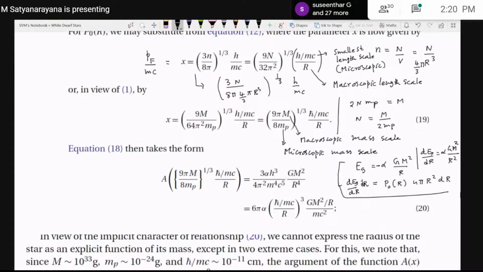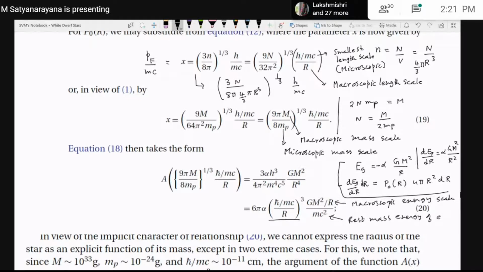You see here you have h cube, and then you have m cube c cube. So I can put that as h by mc whole cube divided by r cube, which I will pull out. You can see that this can once again be written as a ratio of the Compton wavelength divided by the radius r, the same microscopic and macroscopic length scales. And this is an energy scale. Just like we have a mass scale here, here we have an energy scale. What is the energy scale? This is the macroscopic energy scale, which is gravitational energy. And this is the microscopic energy scale, essentially the rest mass energy.